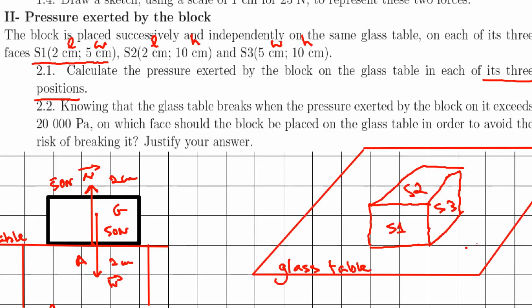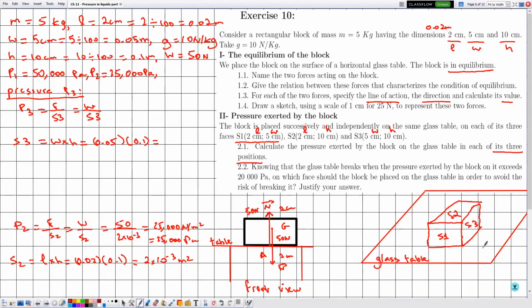Now in this case, the rectangular block is being placed on this face. Previously it was placed on S2, and in the beginning it was placed on S1. Now plugging this on the calculator, the value of S3 is given by 5 times 10 to the power minus 3 in the SI, meter square. Replacing this in this relation, 50 divided by 5 times 10 to the power minus 3, the value of P3 is given by 10,000 Newton per meter square, and this unit is usually denoted by Pascal. So the value of the pressure P3 is given by 10,000 Pascal.